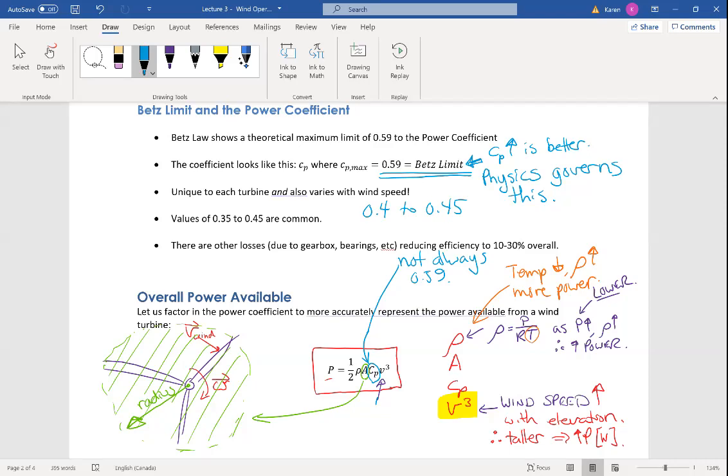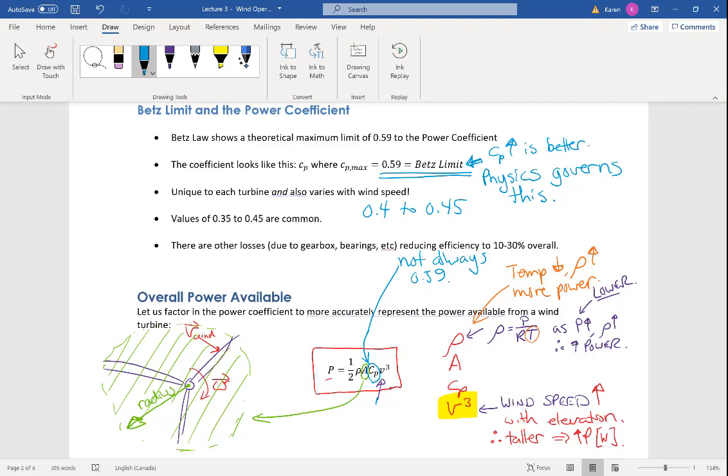So it's sort of a losses kind of constant, but be aware that there are other losses in a wind turbine as well. This Betz limit does not take into account all of your frictional losses in your gearbox and things like that, all the loss due to heat in the mechanical devices, etc. So it's a sort of physics catch-all kind of loss.